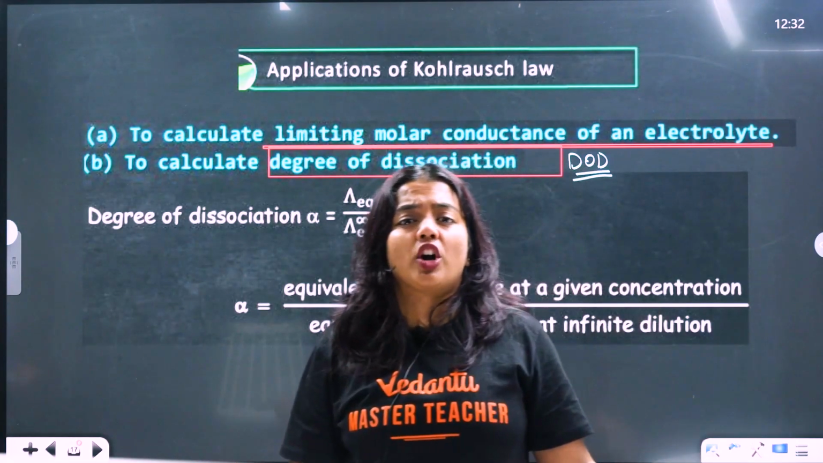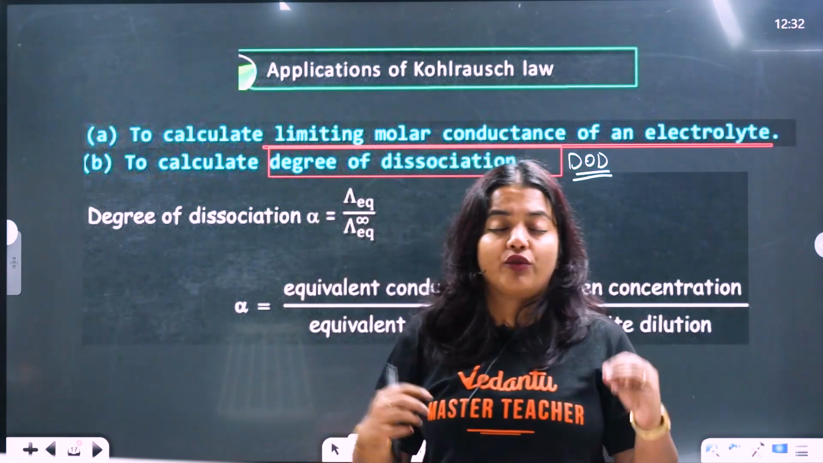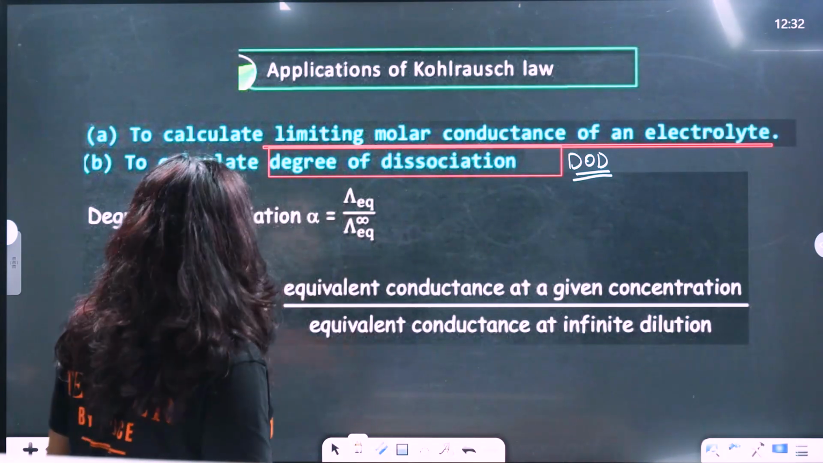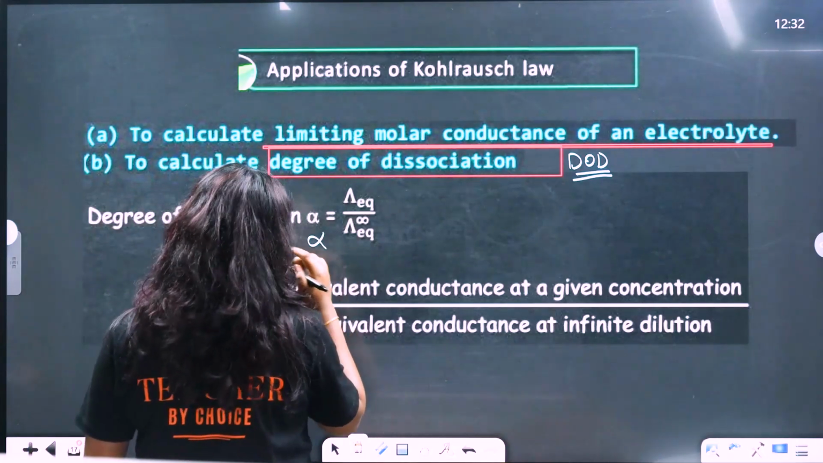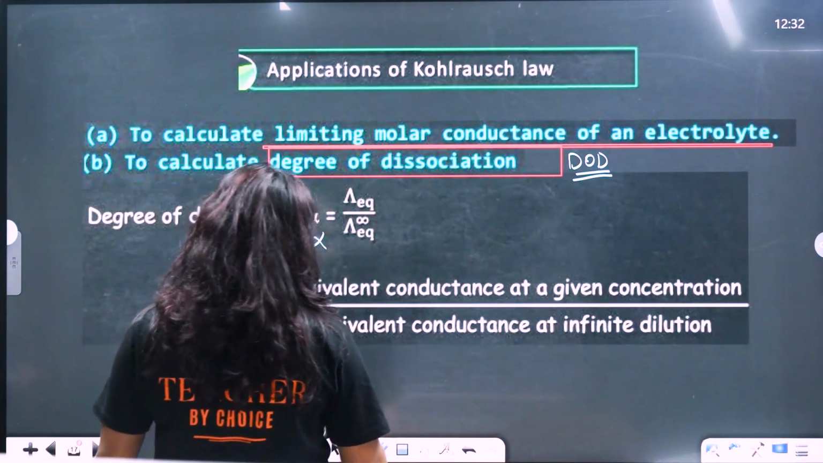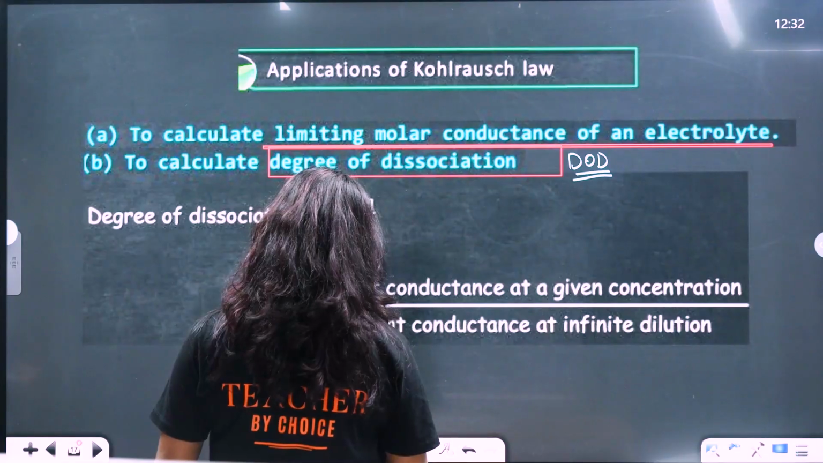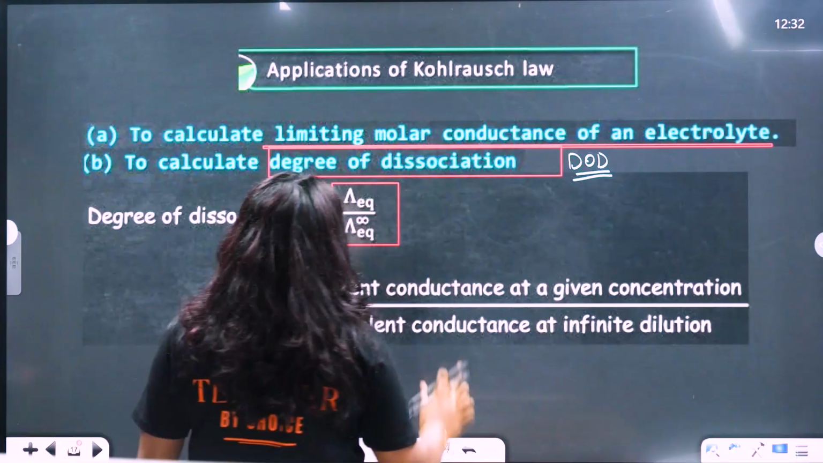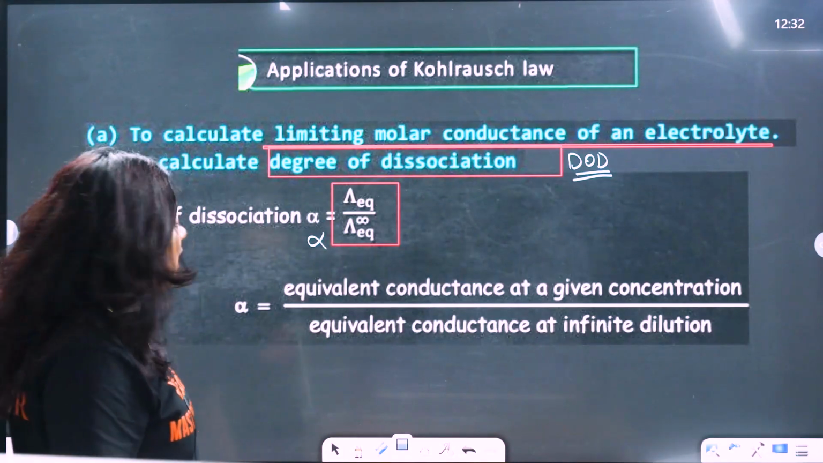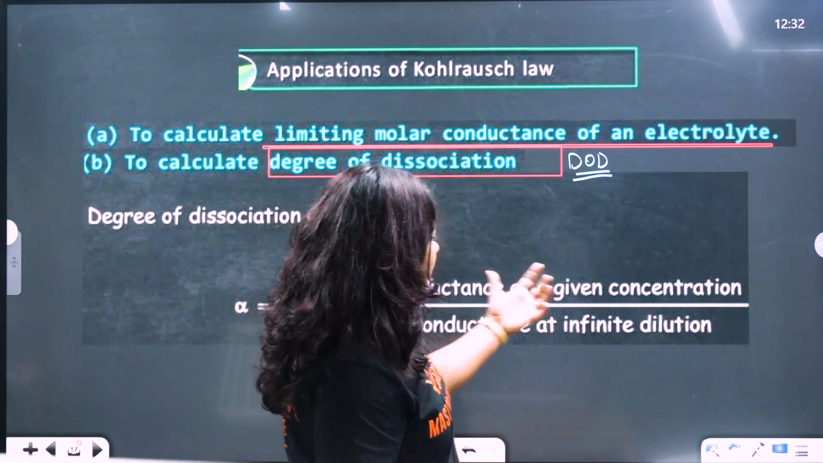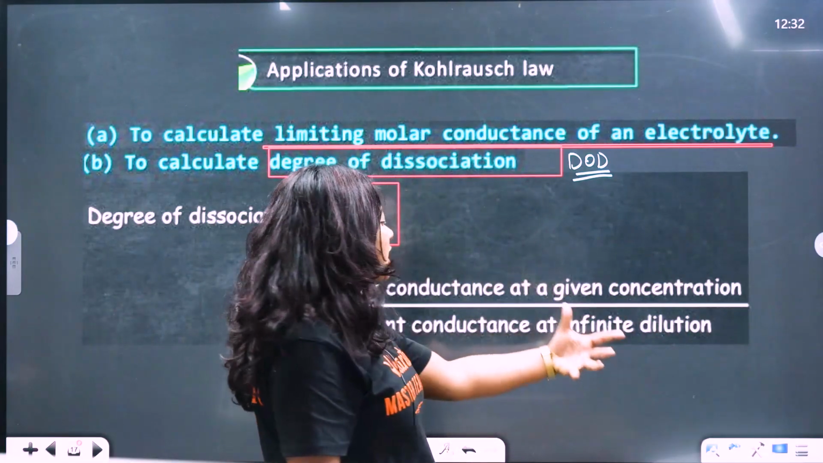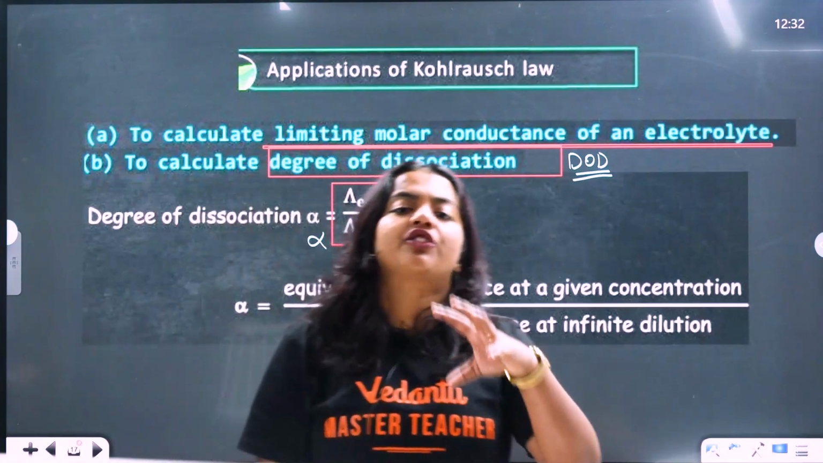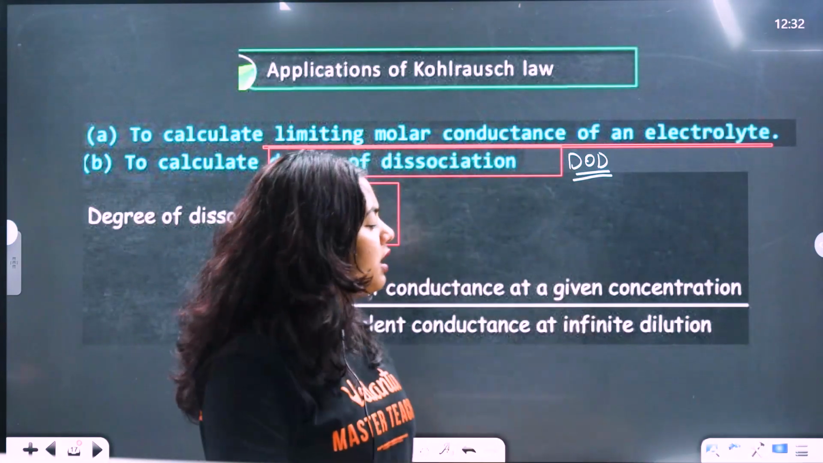has gone from the reactant to the product. That is what degree of dissociation says: to what degree it has dissociated from the reactant to the product. So degree of dissociation, that is alpha, is equal to the equivalent conductivity divided by the equivalent conductivity at infinite dilution. Clear? So equivalent conductance at the given concentration divided by that at infinite dilution, the equivalent conductance at complete dilution.